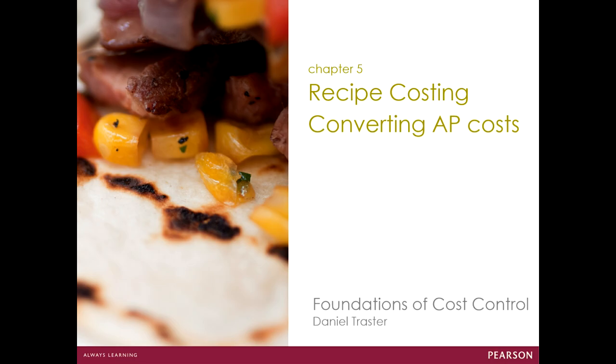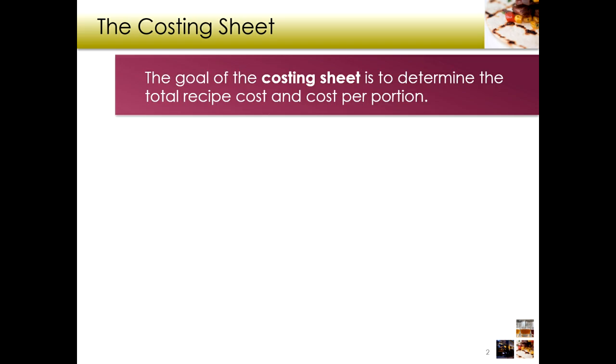From our supplier, we're buying things by the case, and obviously most recipes we're not using those ingredients by the case. So how do we turn those into usable prices? The goal of a costing sheet is to determine the total recipe cost and the cost proportion. We're going to determine what it costs to make that entire mushroom soup recipe, and then what it costs for 1 cup of mushroom soup.